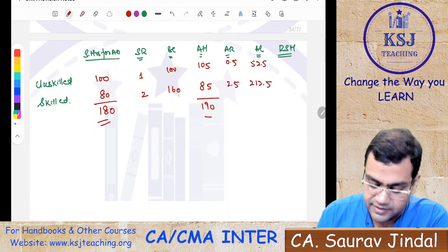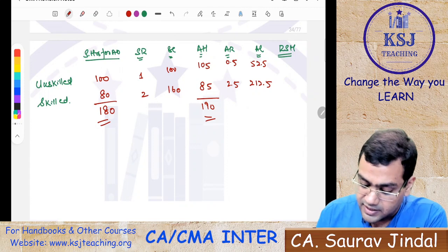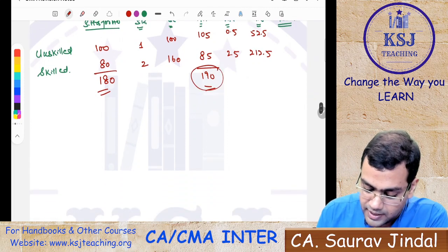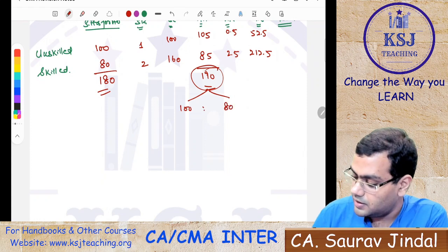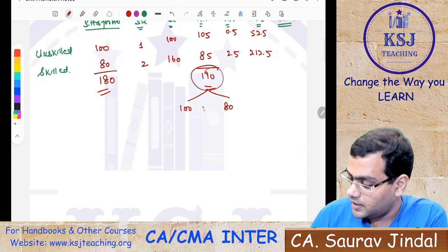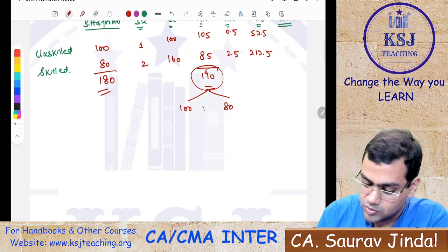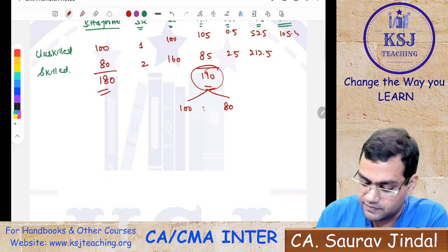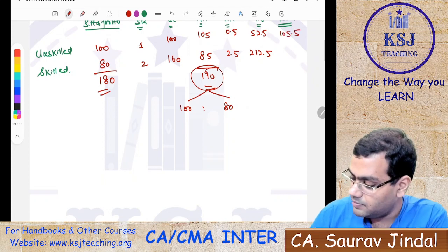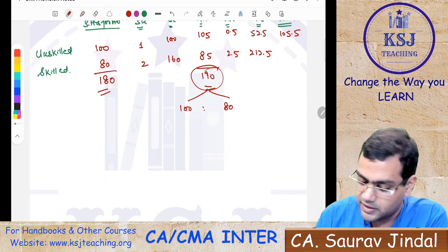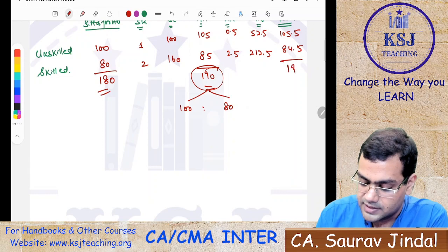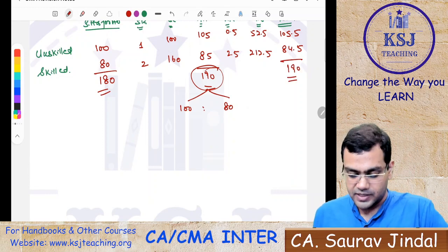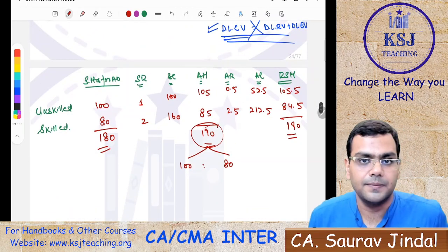Now how to calculate the revised standard hours? Revised standard hours will be calculated by distributing this 190 in the ratio of 100 to 80, right? So 190 divided by 180 multiplied by 100 comes to 105.5, right? And 190 minus 105.5 will give you 84.5. Clear? This is how the revised standard hours will be calculated. Any doubts in this? I hope this much is clear.